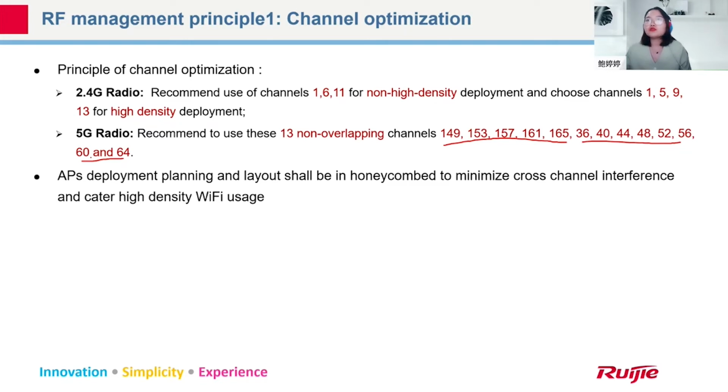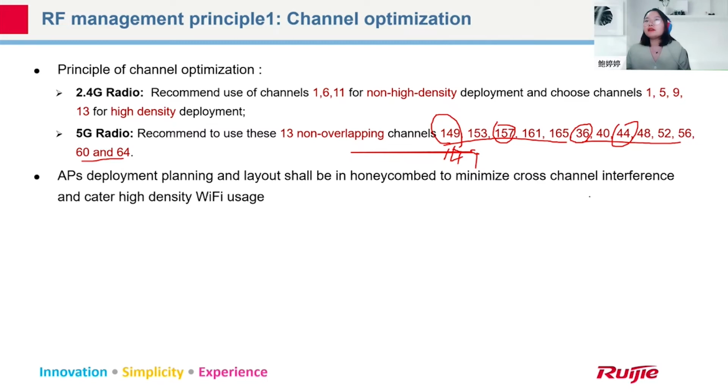And we also suggest to use 149. That means this one channel and then use this channel. And then we suggest to use this channel and this channel together. That means 5.1, 5.8, and 1 by 1, because maybe some terminals only support the 5.1 band, or maybe some only support the 5.8 band. So we suggest to use 5G 1 by 1.